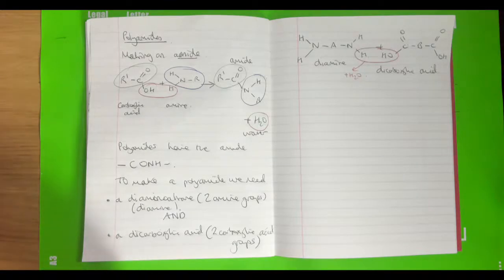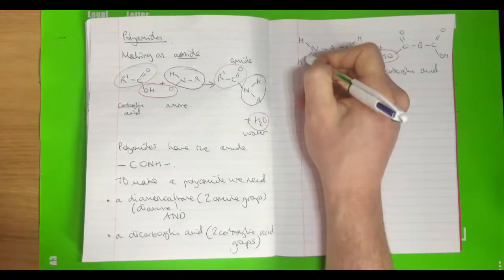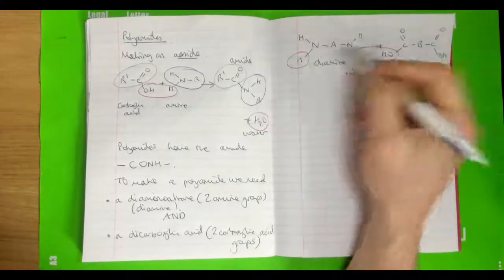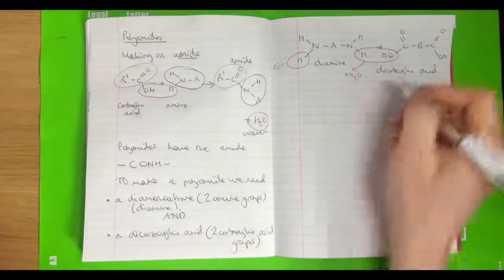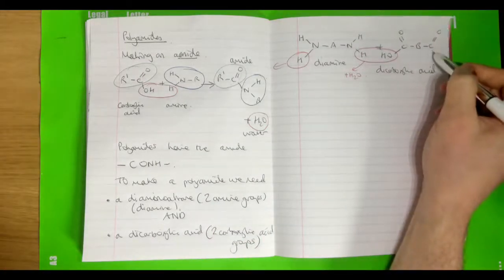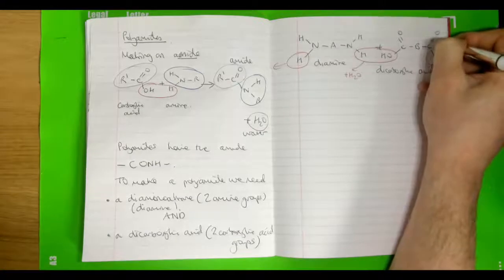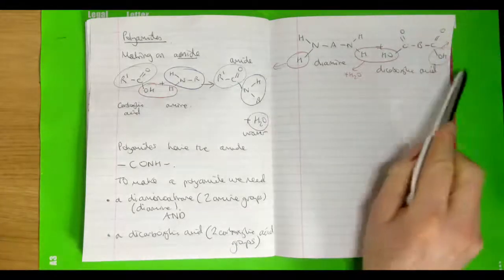Let's link these together. And before we do that, let's just make sure that we've broken this bond here, because that will go off and react with another dicarboxylic acid over here somewhere. And this bond here would break, reacting with another diamine somewhere over here.